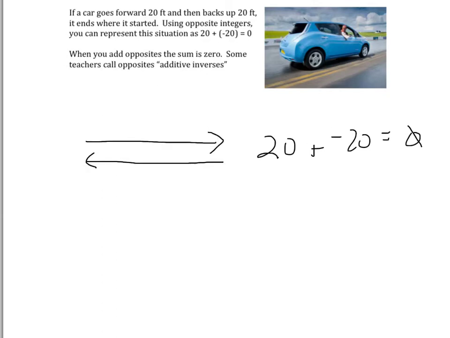And this is true all the time. When a number is added to its opposite, 20, and its opposite is negative 20, the sum is 0. So every time you add a number to its opposite, the sum is always 0. Some teachers like to call this additive inverses because they cancel each other out.